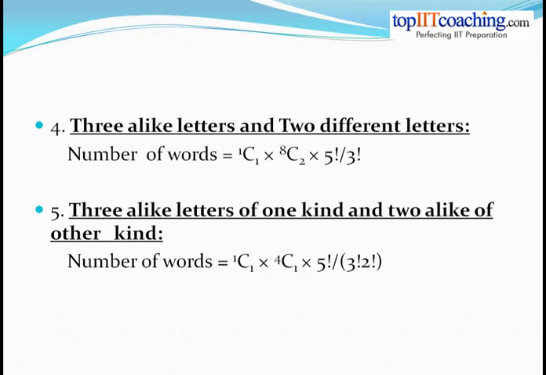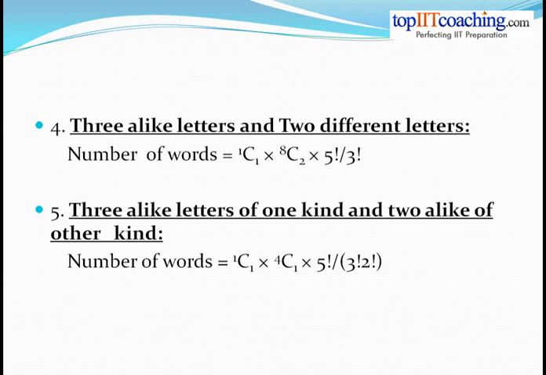Now we have to arrange them also. That can be done in 5 factorial by 3 factorial into 2 factorial. 3 factorial because there are 3 I's, and 2 factorial because of those other similar letters. So in all, the total number of words is the summation of all the number of words that we have calculated for all the 5 cases.